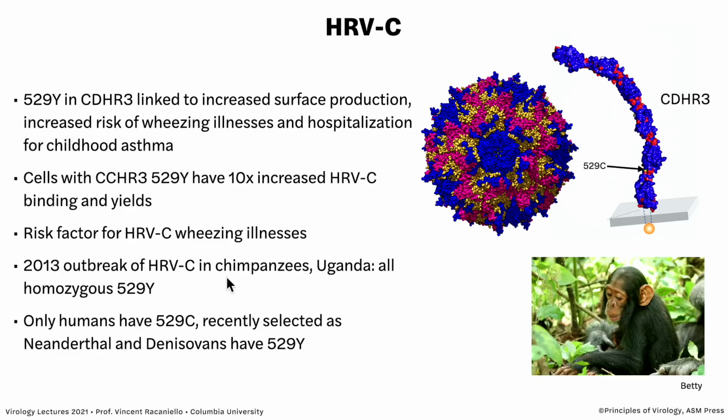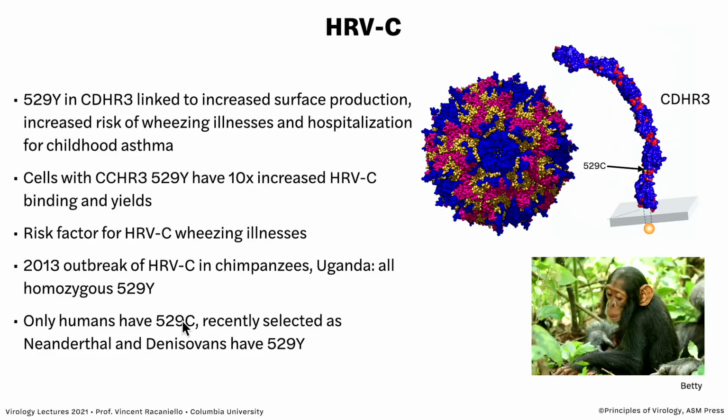Back in 2013, there was an outbreak of Rhino C in chimpanzees in Uganda. These were in a preserve, and they got the virus from people who were visiting the preserve. All of these chimps are homozygous for 529Y. None of them have C, and they're particularly susceptible. And you may ask, why don't they have any C? Well, chimps are not naturally infected, so there's never been any evolutionary pressure. There's never been any positive selection in chimps for 529C. Only humans have 529C because this virus has been with us for a long time.